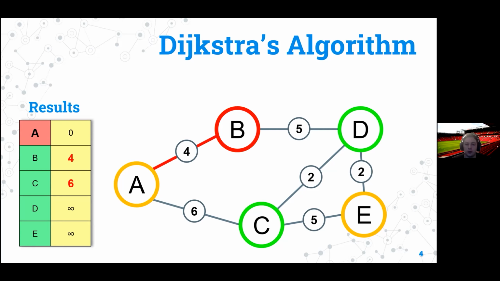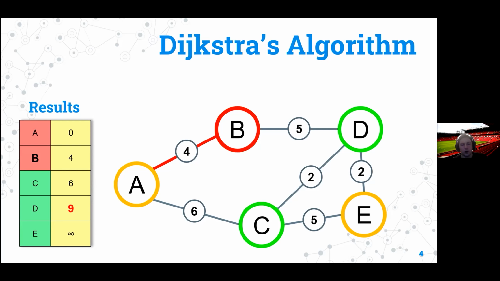And where can we go from B? We can't go back to A, so the only place we can go is D. So we now realize we can get to D for a total of 9, 4 plus 5. So let's update our table. And then let's turn off B. We're done with B now, can't go anywhere else. So we've set D to 9. Where's our next lowest number? Our next lowest number is C for 6.